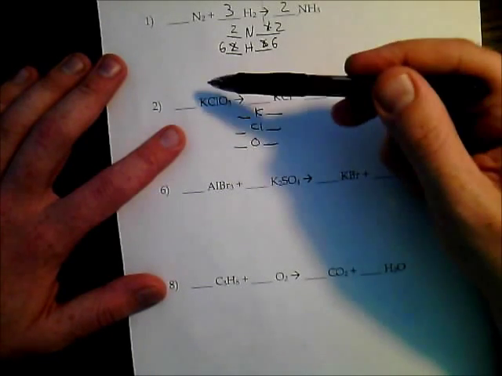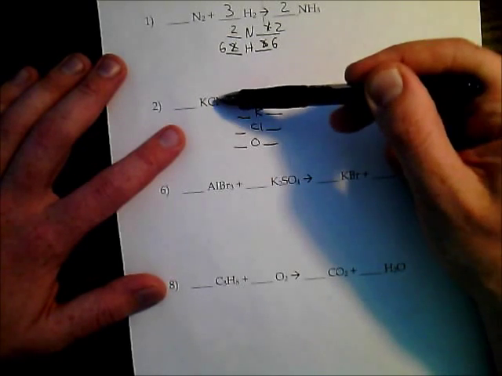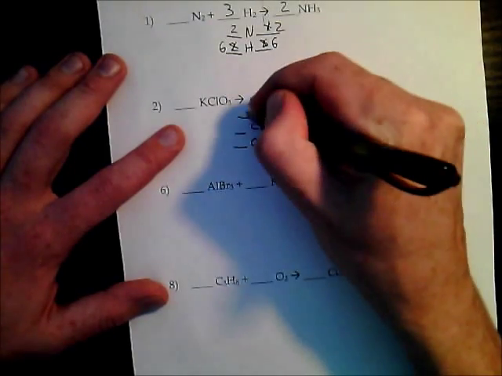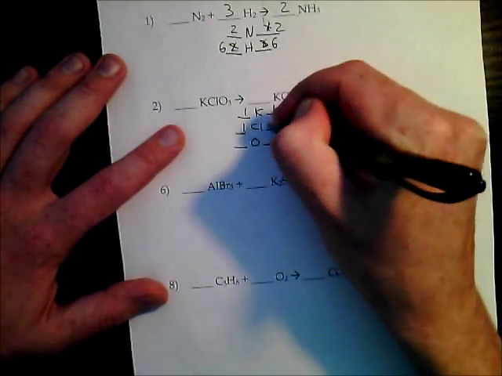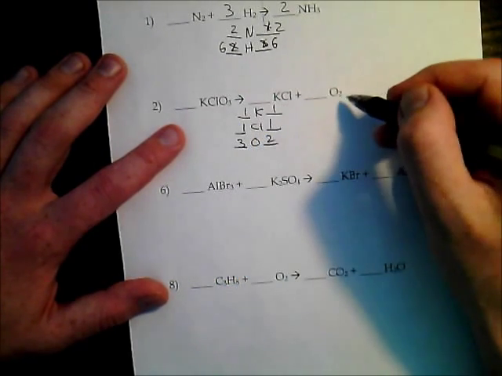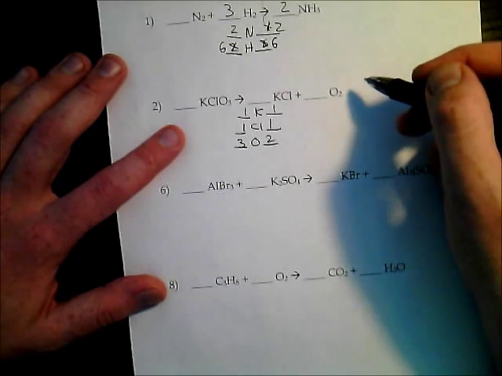So looking at this, there's 1 potassium, 1 chlorine. Remember this 3 only applies to the oxygen here. 1 chlorine, 1 chlorine. It's really only the oxygens that are out of balance at this point. We've got 3 oxygens here, and we've got 2 oxygens on this side. So I would balance the oxygens.